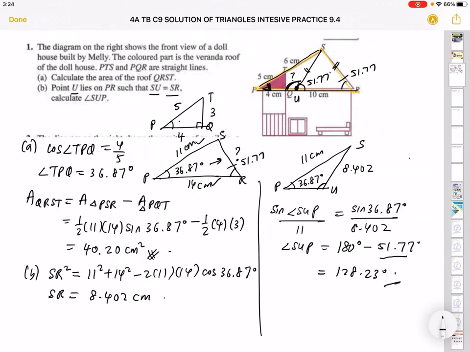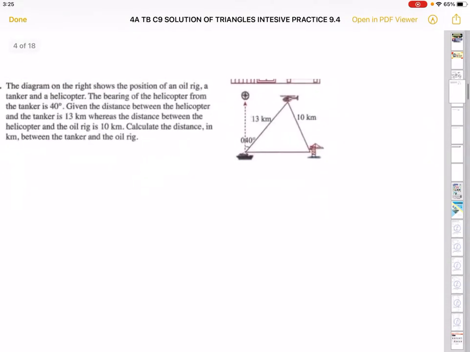By the way, the answer given in the textbook is 125.63. I have no idea why they give this answer, so I verified. Yeah, the correct answer should be 128.23. All right, let's move on to the next question.